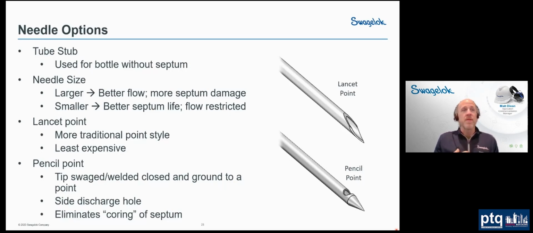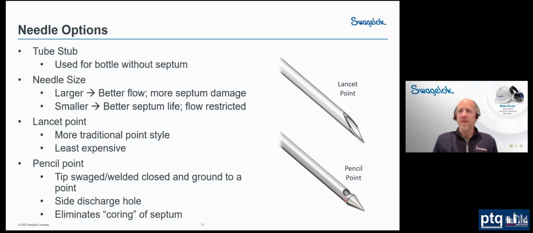Now, with regards to the point of the needle, the most common that you're going to find out there is called a lancet point, which is the one that's shown here at the top of the right. It's basically the needle cut off at a very sharp angle and then ground to a fine point here. Now, this is going to be the least expensive and the most common. But one of the downsides to that is that you've got sharp edges all the way around, and so it can sometimes do what's called coring of the septum, and I'll get to that in just a moment.